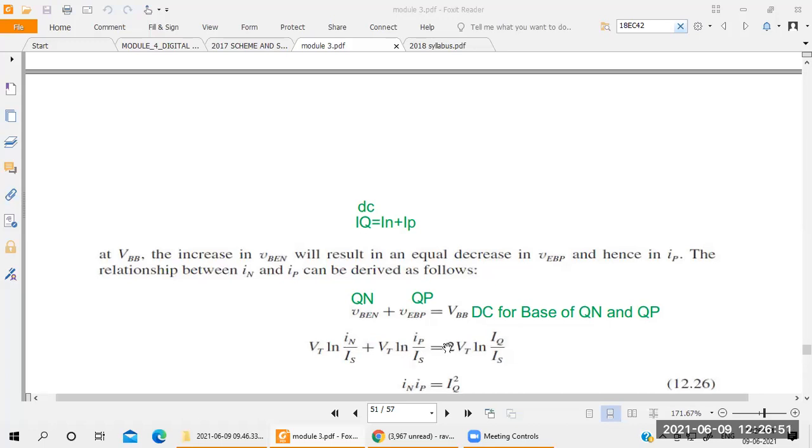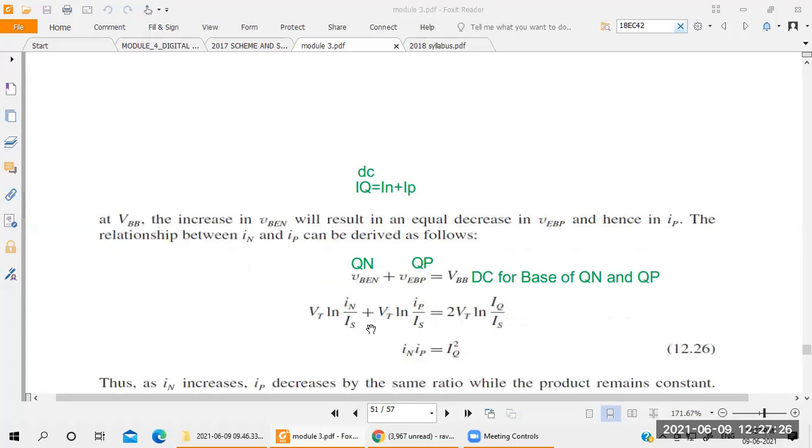It should be equal to what here? You can take VBB as the forward bias voltage for both PNP and NPN. So for that you can write 2, because we are applying the VBB for two transistors. 2 means it's 2 transistors. VT ln of the DC current divided by the reverse saturation current. So VBB is the DC, right? So for that you can take IQ as the DC current divided by the reverse saturation current.